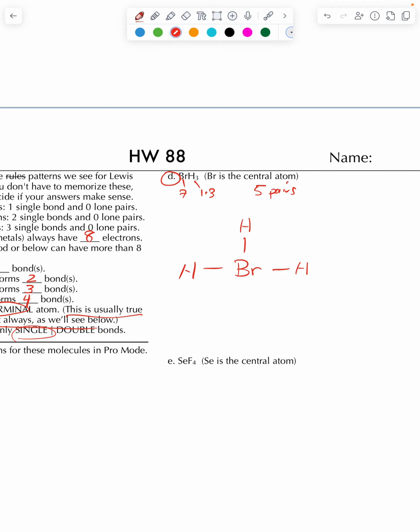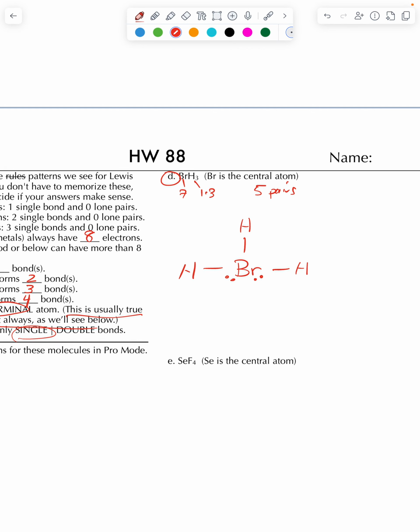Now we have 2 pairs left over. Do I put any pairs on the hydrogens? No, they never have lone pairs. So where do I put those extra 2? Somewhere on the bromine, like that. So how many total electrons are on the bromine? 10 electrons, right? And that's okay. C, N, O, and F will never have more than 8.